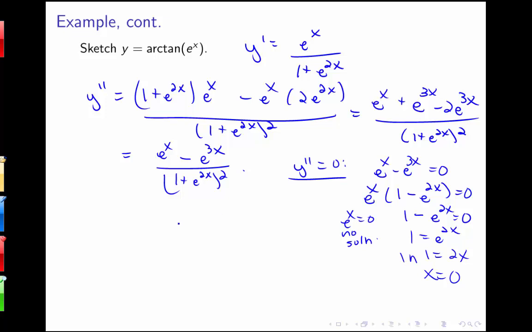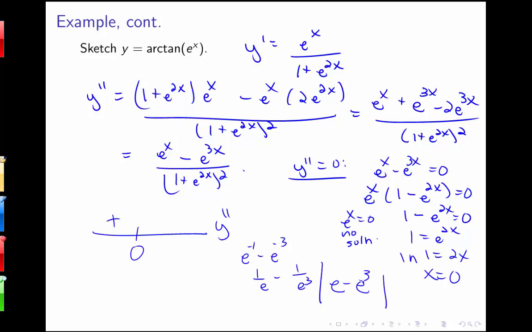So I look at making my sign chart here for my second derivative. So I put 0 on there. And then I see what my sign is on either side of 0. So if I plug in something a little bit smaller than 0, like negative 1, I'm going to have e to the negative 1 minus e to the negative 3, so that's 1 over e minus 1 over e cubed. So 1 over e cubed is going to be smaller than 1 over e, so I'm going to get something that's positive here. But then if I plug in something a little bit bigger than 0, like 1, I'm going to have something like e minus e cubed. And e cubed is going to be bigger than e, so then I'm going to get something that's negative. So y must be concave up and then concave down.